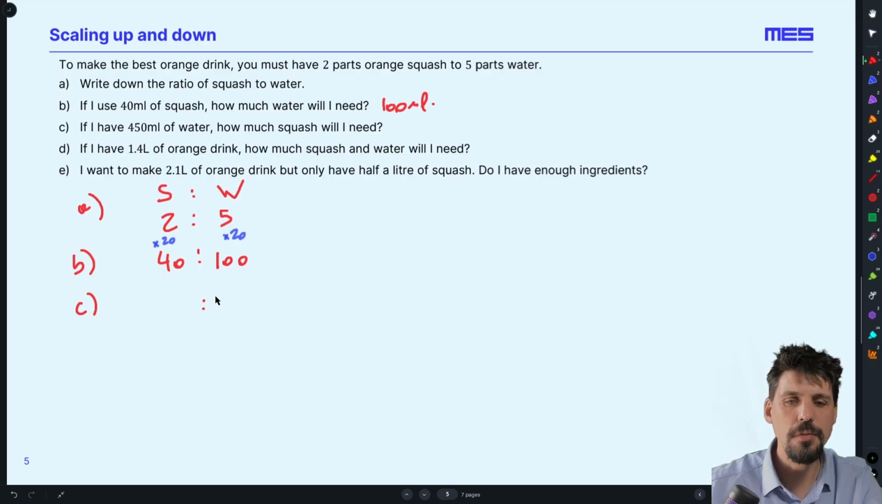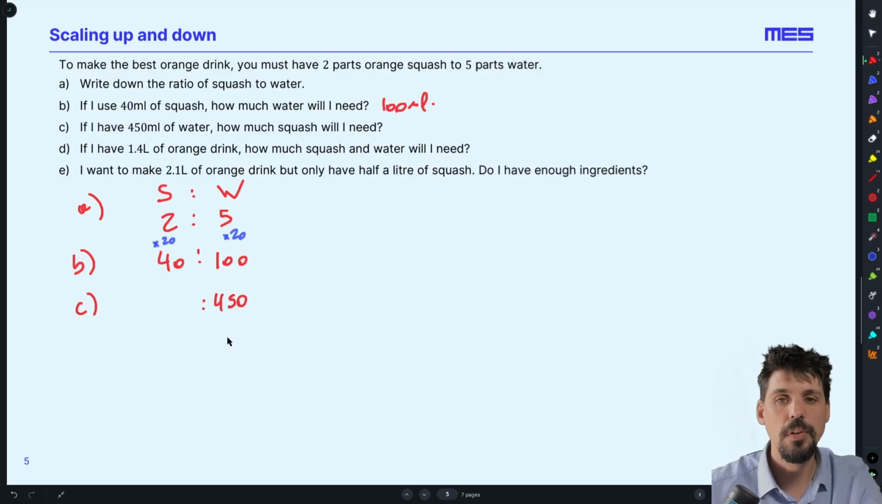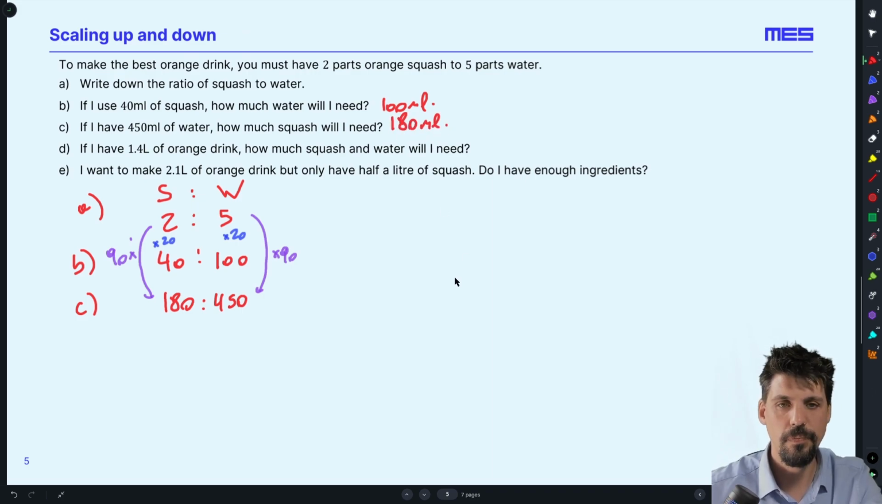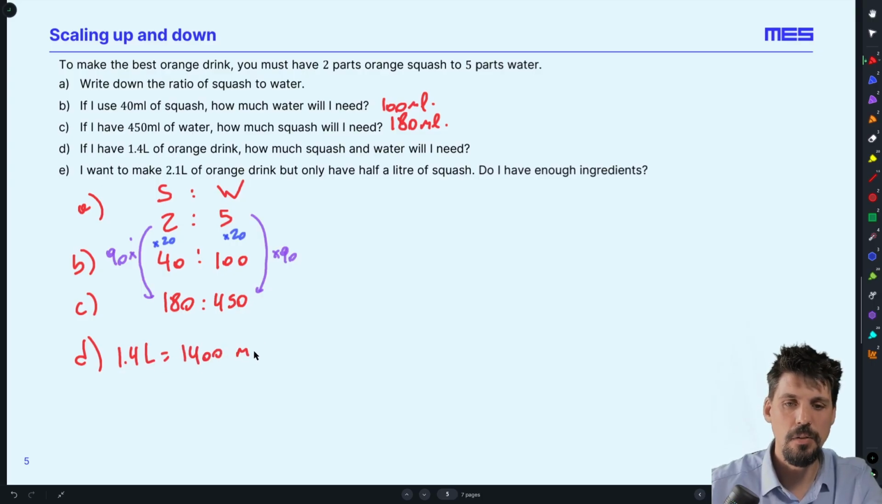What if I have 450 mils of water? All right, well, to get from 5 to 450, I have to multiply by 90, which means I multiply that by 90, and that will give me 180. So I need 180 mils. Now, this next bit is interesting. What if I have 1.4 liters? Now, 1.4 liters is 1,400 milliliters.